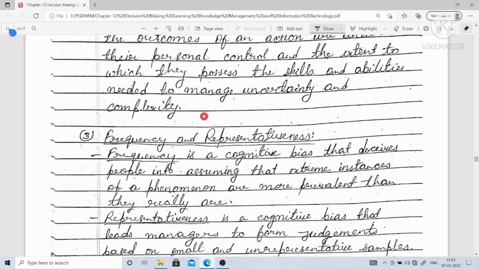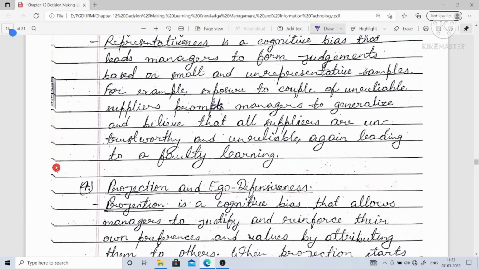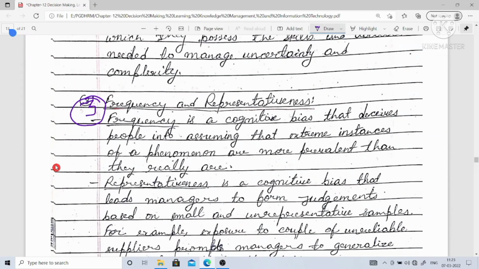The third cognitive bias given is frequency and representativeness. So what is this frequency and representativeness cognitive bias? Separately I will explain the first one, frequency.